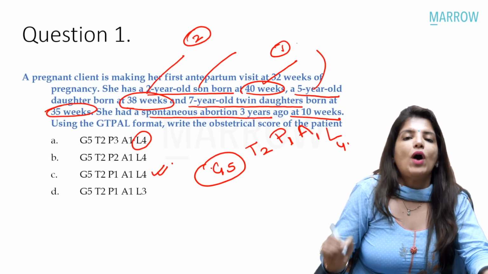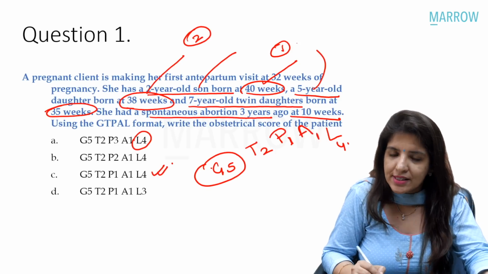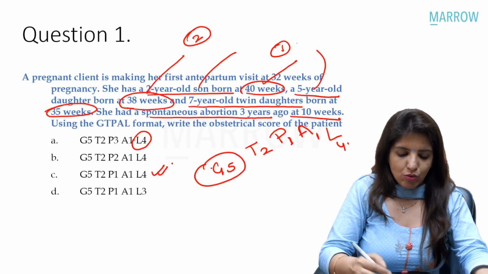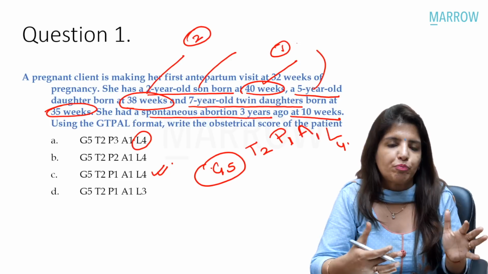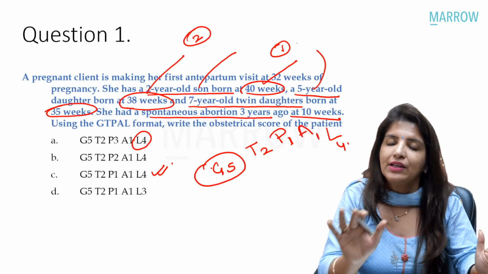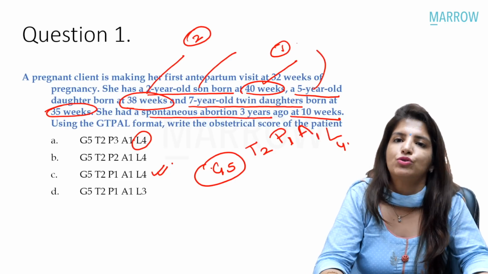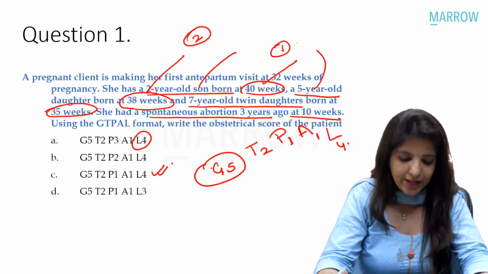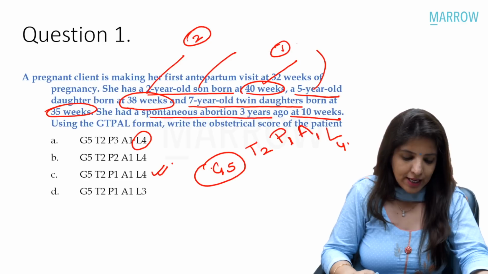In Gravida, you have to count the current pregnancy. When we are talking about term or preterm, we are not going to count the present pregnancy. Only in Gravida, you have to count the present pregnancy, right? So that's a very, very important question.